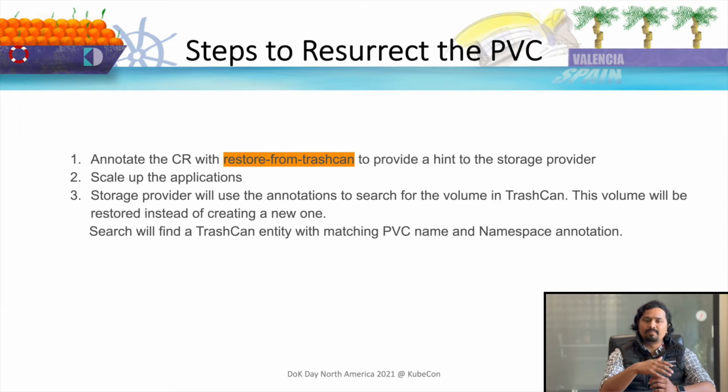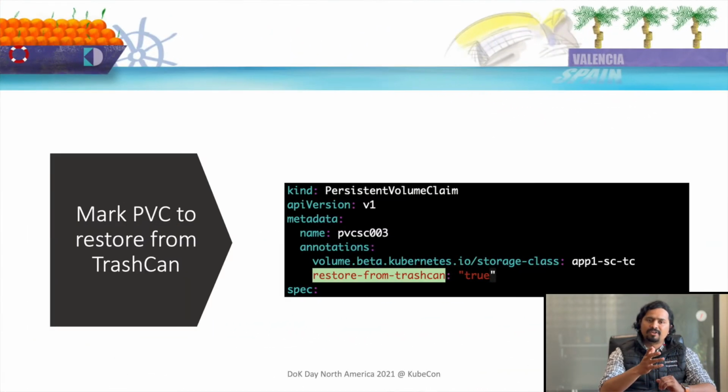Now, in cases where multiple snapshots are found, the latest deleted snapshot is treated as the correct one to restore from. Once the volume data has been restored, the snapshot is deleted. Here is an example of how the restore from TrashCan annotation is applied on a persistent volume claim CRD.